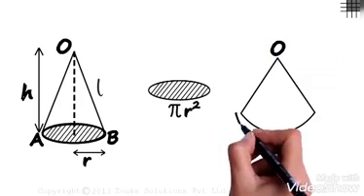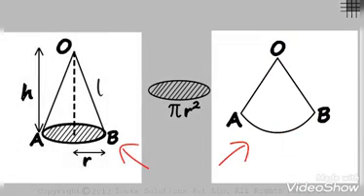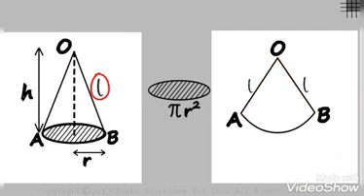Let the sector be OAB. Look at the sector and the cone. What do you think is the measure of these two lengths? OA and OB will equal the slant height, which is L.